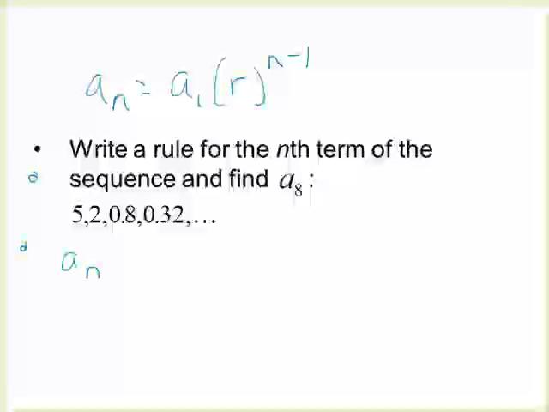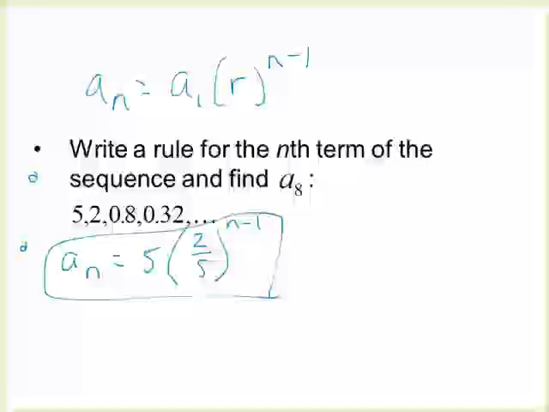Okay, so to write our rule, a sub n equals a sub 1, which means first term, which is 5. Ratio is found by dividing terms, so 2 divided by 5 gives us our ratio. If you put that as a decimal as 0.4, that's fine because it's a good, clean decimal. If it's something like a third and you have that repeating decimal, that's something you have to be careful about. But this is a good, clean decimal, so 0.4 would be fine, to the power of n minus 1. And we leave it right there. We don't multiply it together and make it 2.